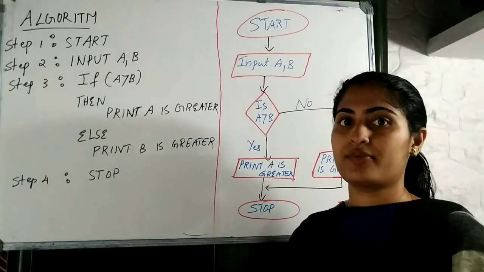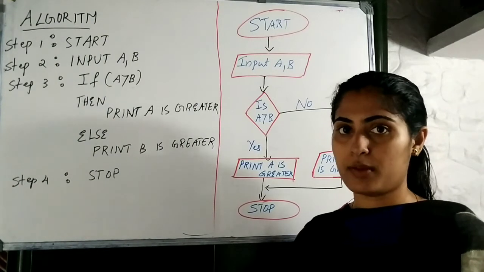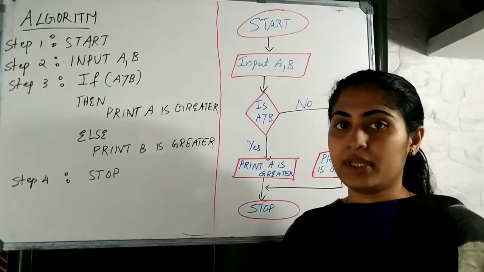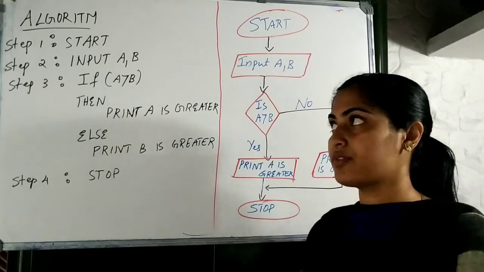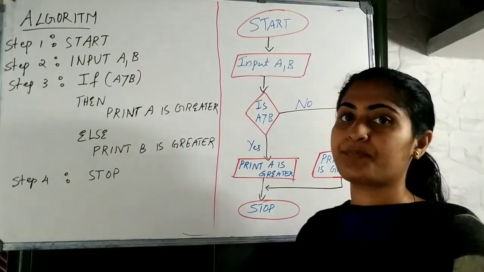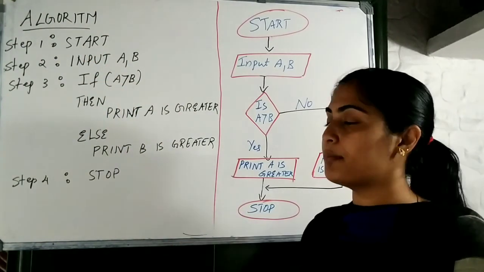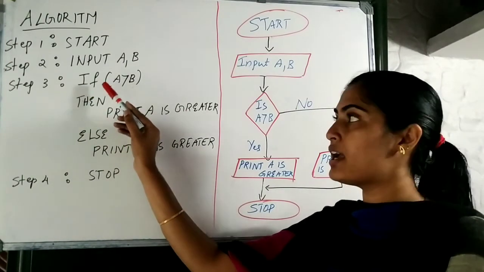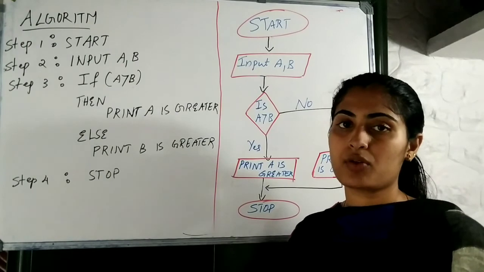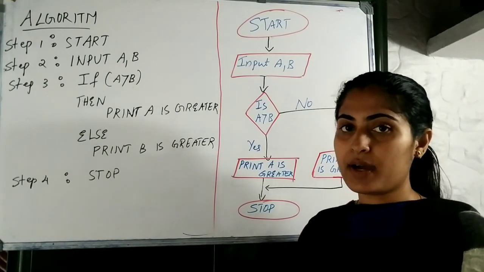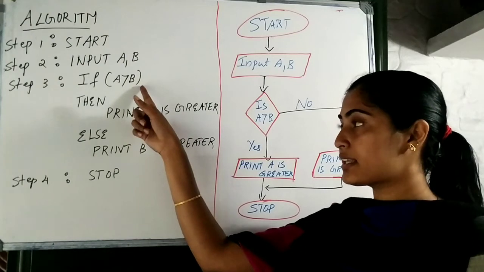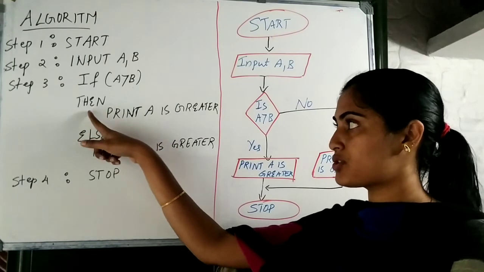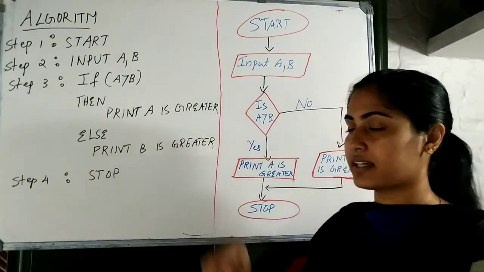Let us see an example. First, we'll write the algorithm for the problem. My problem here is I want to find whether A is greater than B. So the first step is I have to start. The second step is input A comma B. And the third step is I have to write the condition. My condition is if A greater than B. If my condition becomes true, then my computer will follow the instruction after then, that is print A is greater.